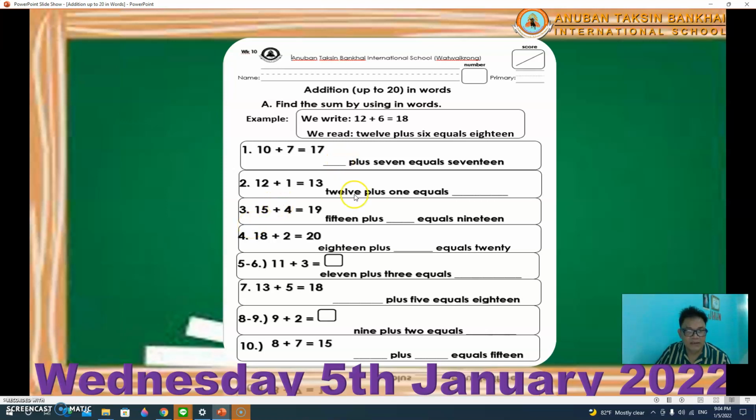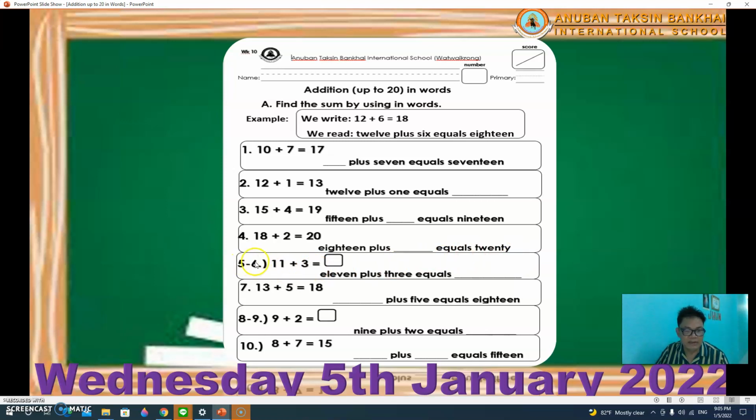Number 3, 15 plus 4 equals 19. So 15 plus blank equals 19, what is your answer? 4. You're going to write the word four, F-O-U-R. Correct, very good. Number 4, 18 plus 2 equals 20. You're going to write the word two, T-W-O.